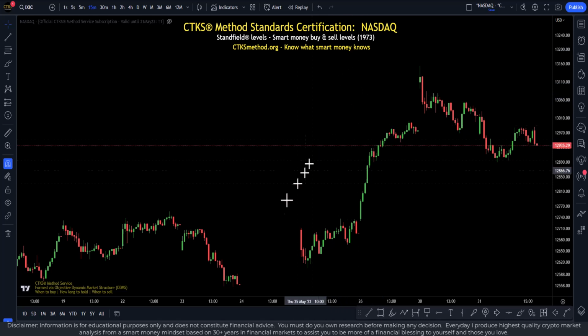The NASDAQ support and resistance levels through the CTKS method are marked up since 1973. And what could they be? A lot of people would say, oh, there's a resistance level through here and there's a support level through there, and that'd be great if the NASDAQ was trading for a week or so. But that's not the case. It's been trading since 1973.